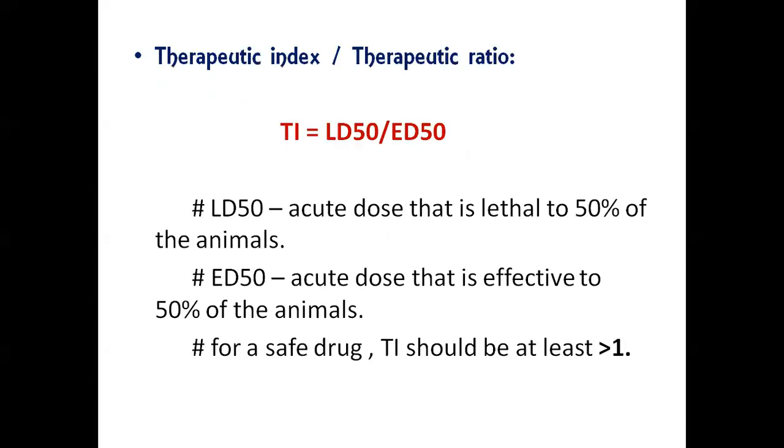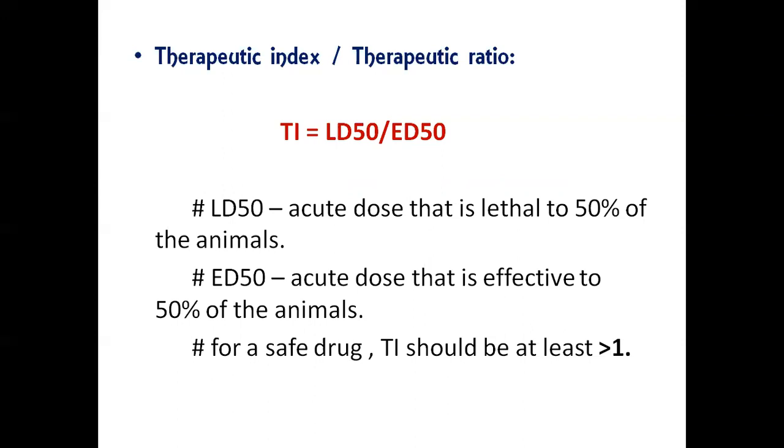Next, therapeutic index or therapeutic ratio. This is very important, we have to know it. Therapeutic index is equal to LD50 by ED50. LD means lethal dose, ED means effective dose. LD50 means the acute dose that is lethal to 50% of the animals. Lethal means dangerous; it will produce more side effects.